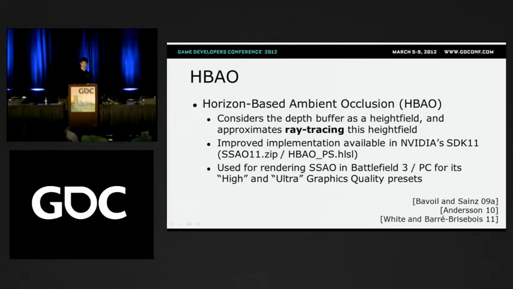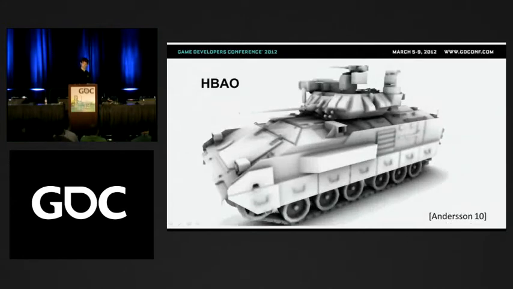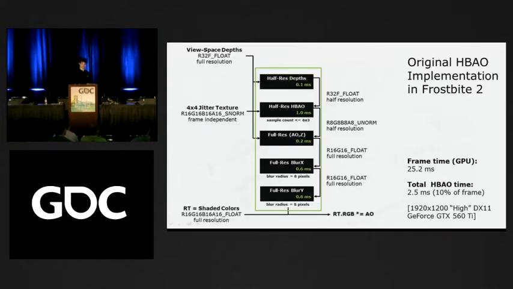So HBAO was used in Battlefield 3 for the high and ultra graphics quality presets. Here's how it looks. That's actually a screenshot from Johan Andersson's talk from SIGGRAPH 2010. And the original HBAO pipeline in Frostbite 2, before we added the temporal stuff, looked like this. It takes as input view depth in full res, downsamples that to half resolution. Then it renders HBAO in half resolution as well, using up to 18 samples per pixel. And the half resolution AO is then upsampled back to full resolution.